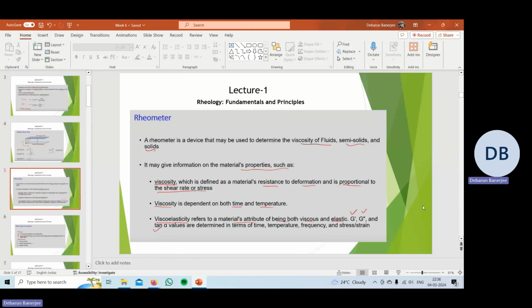such as viscosity, which is defined as a material's resistance to deformation and is proportional to the shear rate or stress. Viscosity is dependent on both time and temperature, and viscoelasticity refers to a material's attribute of being both viscous and elastic. G dash, G double dash, tan alpha. These are the values which are determined in terms of time, temperature, frequency, and stress or strain.